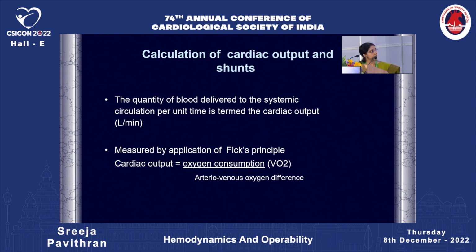Cardiac output is the quantity of blood which is delivered to the systemic circulation per unit time. And it is usually calculated by applying the Fick's principle, which is cardiac output equals oxygen consumption divided by the arteriovenous oxygen difference. So this oxygen consumption ideally should be measured exactly, but it's not possible. So practically we are assuming the oxygen consumption.